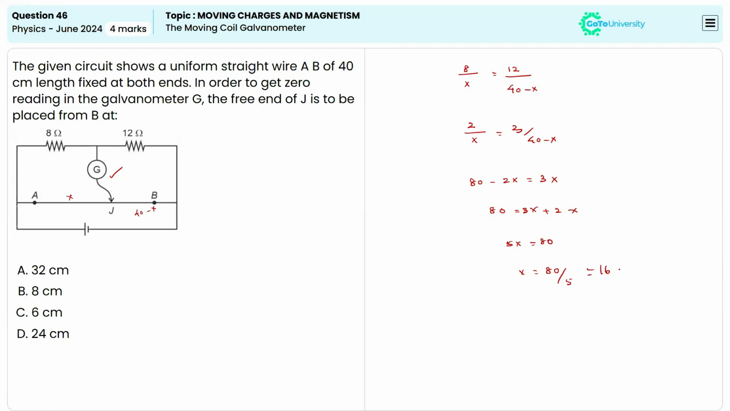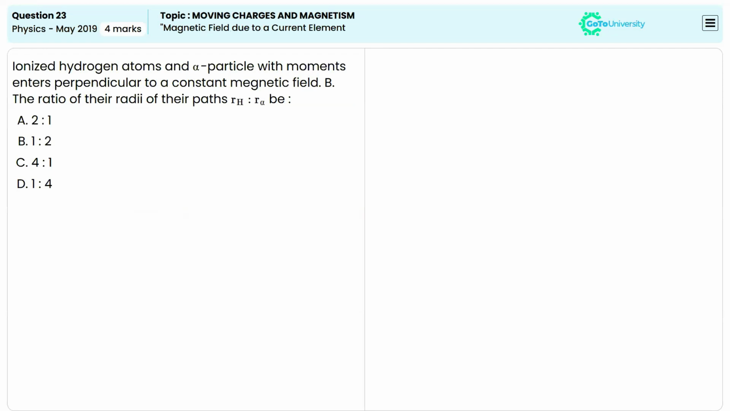So 16 centimeter. We didn't convert centimeter to meter, so I'm just keeping the same. So it will be 16 centimeter. But here it's given that the total length is 16 centimeter, so here we are dividing by 2, right? So it will be 8 centimeter. Okay, now I'm moving on to the next one.